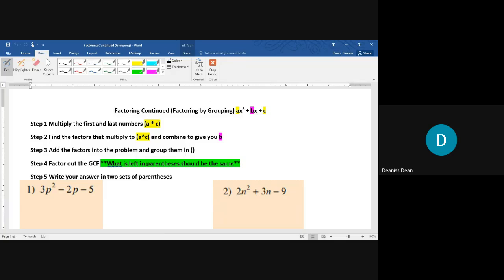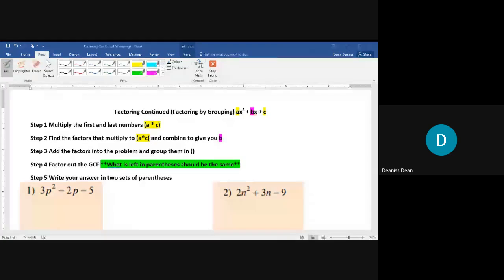So I gave you a step-by-step list of how to work through this. Multiply a and c, and I highlighted what a and c would be, the first and last number. Find the factors that multiply to ac and combine to b. Add the factors into the problem and group them. I'll explain what that means. Factor out the GCF. So GCF still comes into play here. And then write your answer in 2 sets of parentheses, which is the last step, okay?